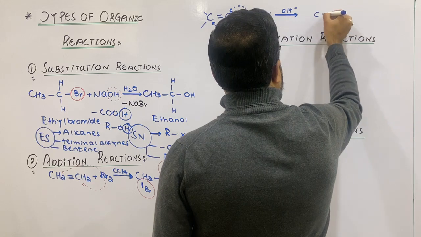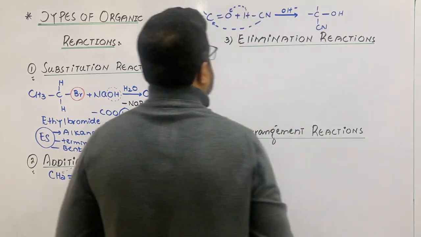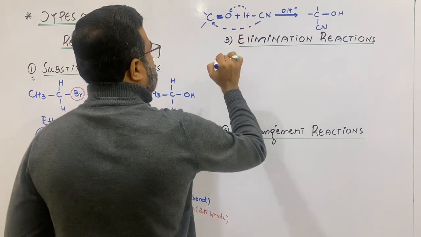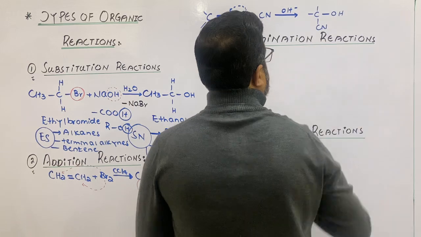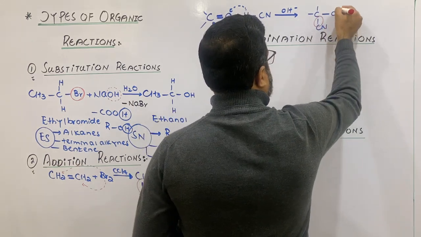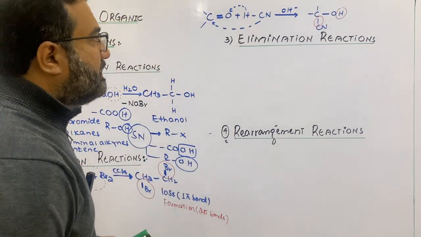COH, and here CN will be attached. Again, you can see one pi bond is lost and the formation of two new sigma bonds between carbon and CN and one between oxygen and hydrogen. So they are the addition reactions.